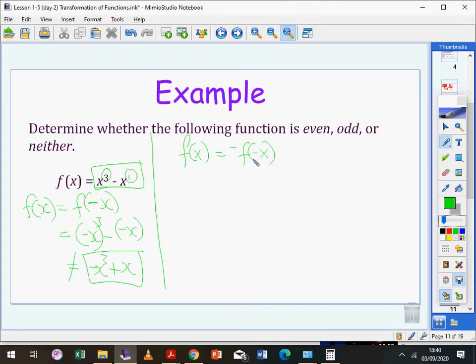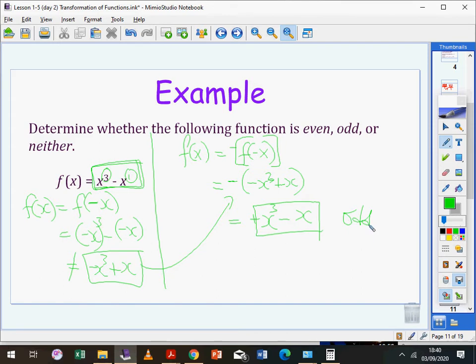Now, I've already seen what f of negative x is, because that's what I was trying to find here. So I'll just substitute it inside negative x cubed plus x, and when that negative sign enters inside the bracket, I have positive x cubed minus x, which is the same thing as what we started with. Therefore, this function is odd.